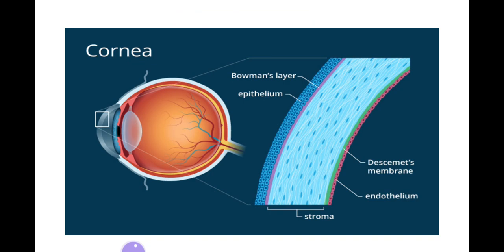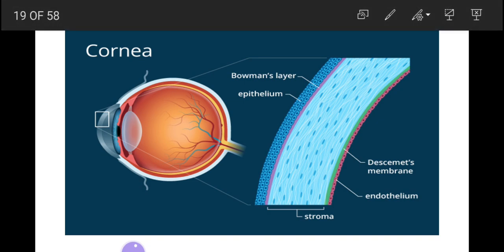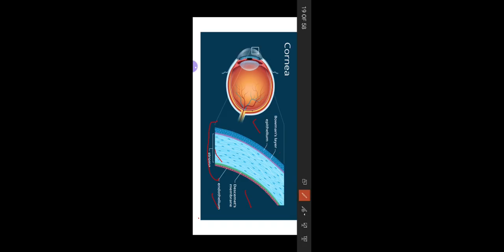This picture shows the basic layers of the histological picture of the cornea. This shows the epithelium, Bowman's layer, then stroma, Descemet's membrane and endothelium, as you have already studied in histology.